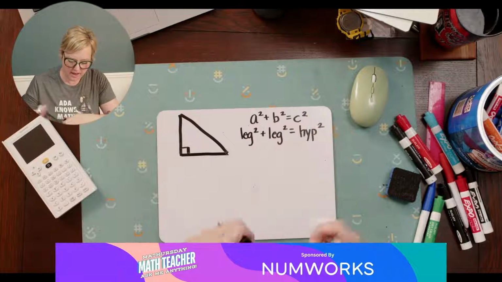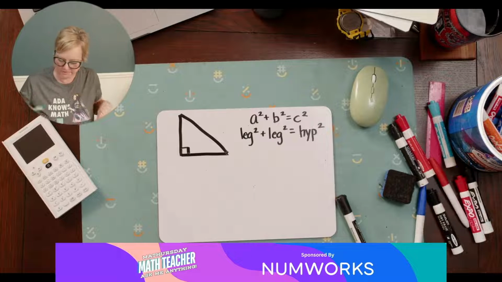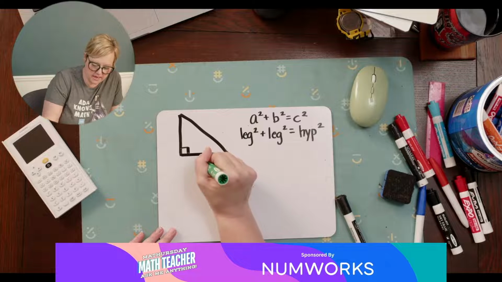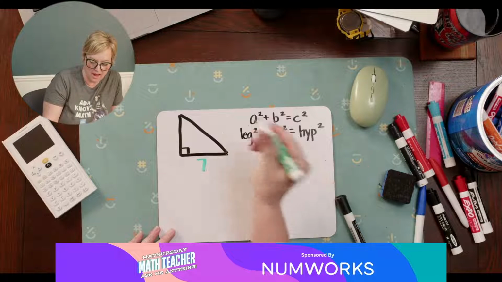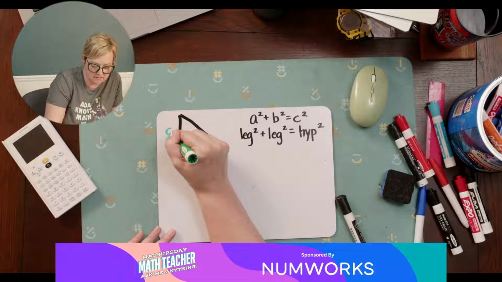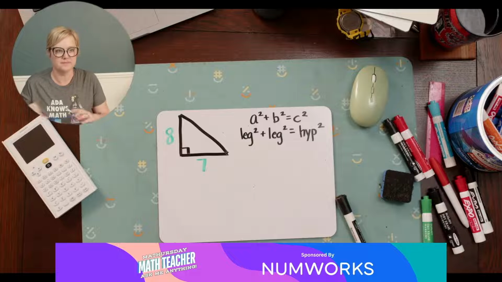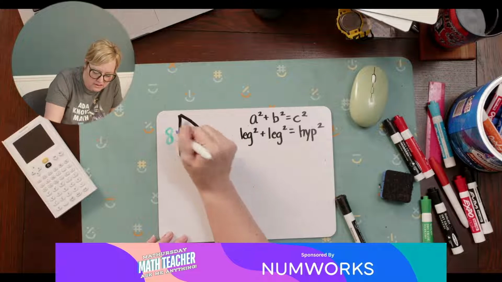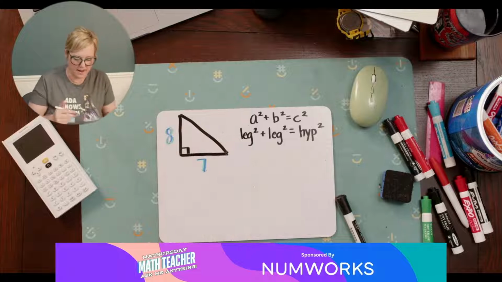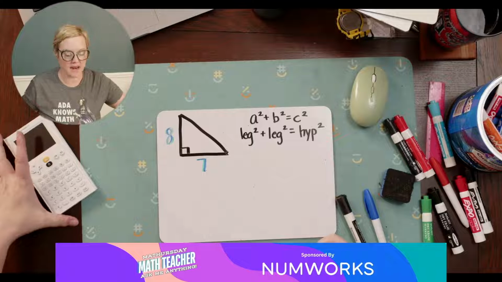Okay. So if I have two sides, let's say this is 7 and this side is 8. We'll start off kind of simple, right? So 7 and 8. It's kind of a little hard to see. All right, so 7 and 8.